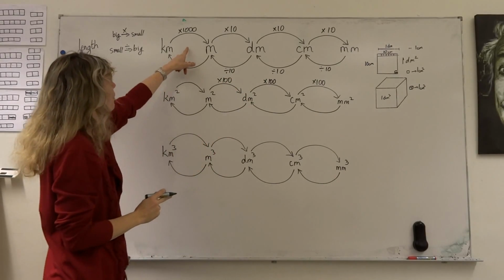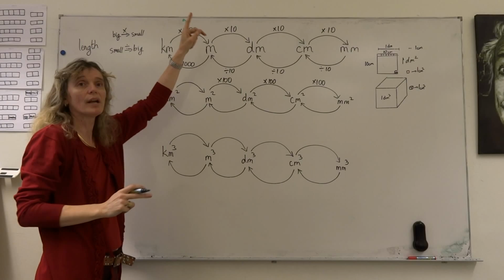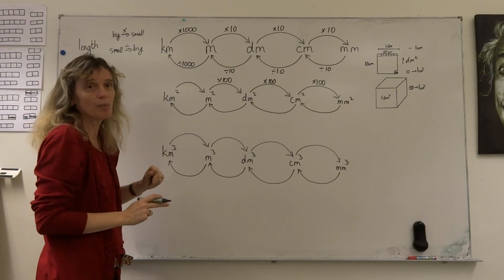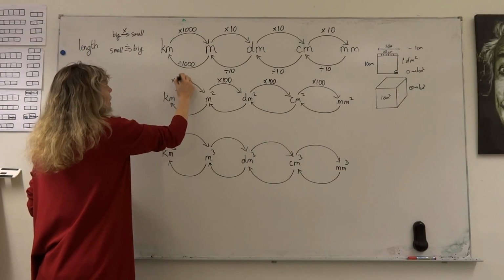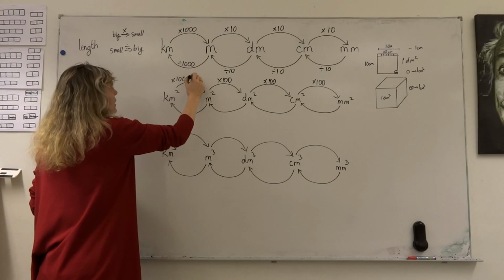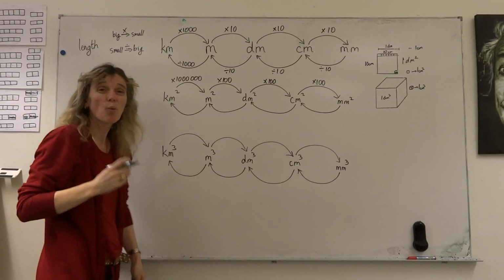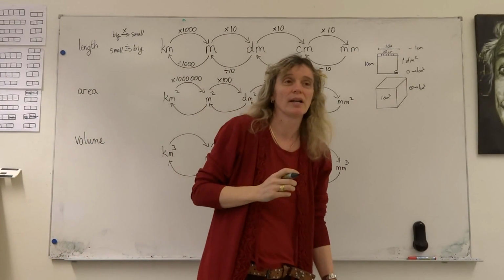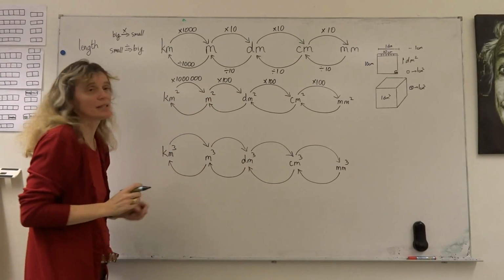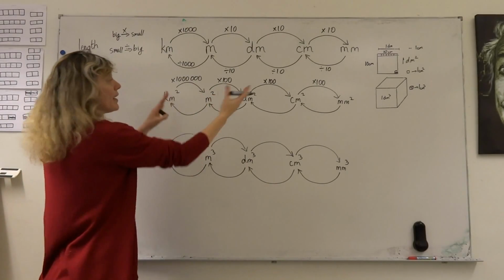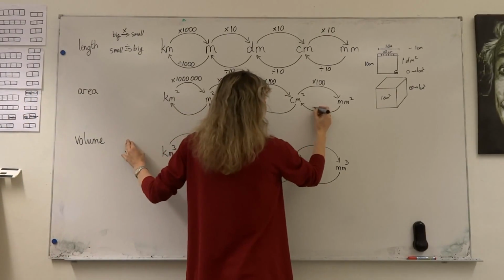So what do I do with 1,000 then? Well, instead of 1,000 meters in every kilometer, I would have 1,000 times 1,000, which would give me 1 million meters squared. So there are 1 million meters squared in a kilometer squared. And then to go the other way back, I just do the opposite.